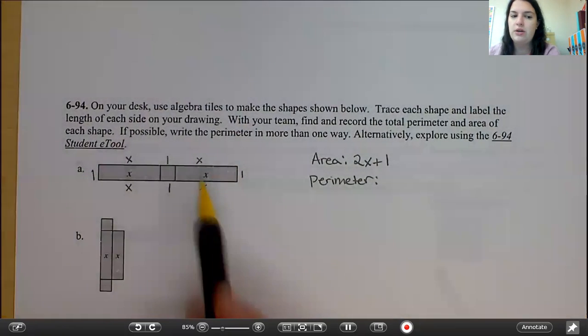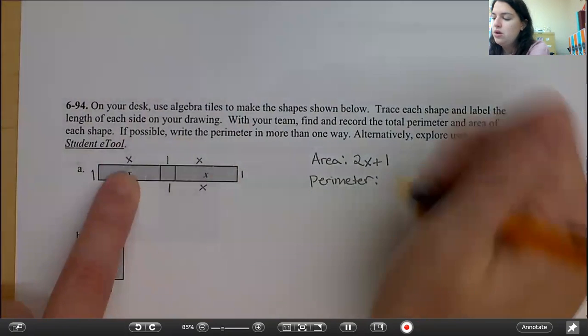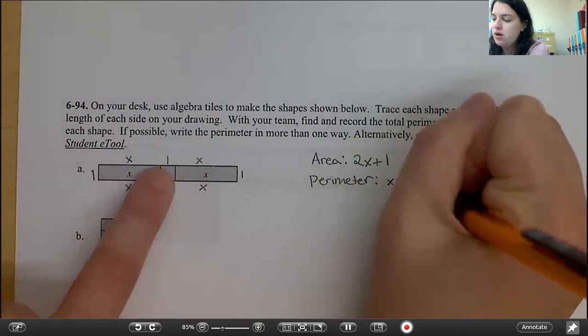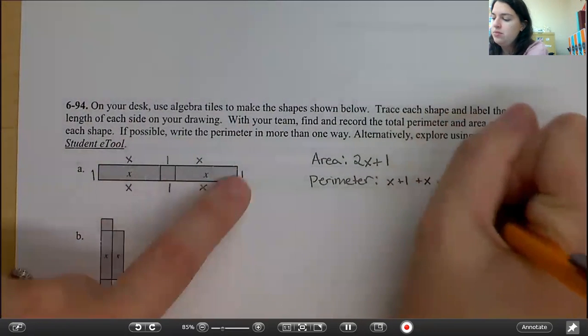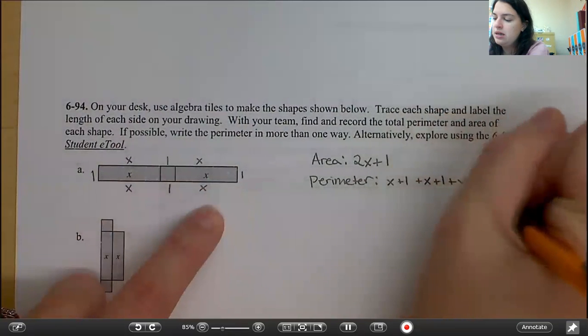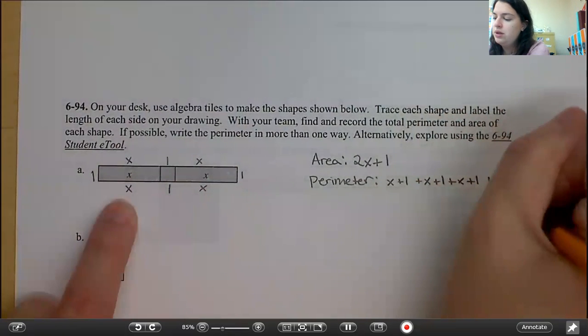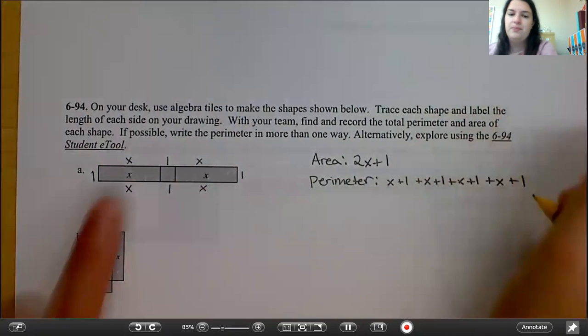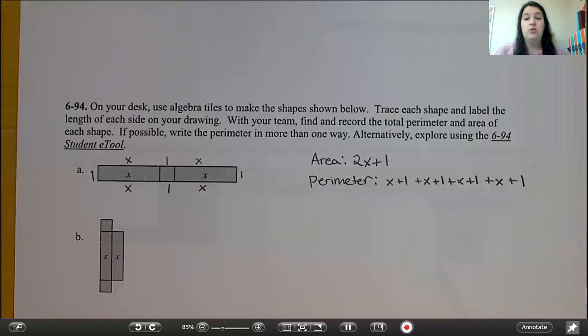So it says write the perimeter in more than one way. So we're just going to write it out exactly as we have, starting with here. We have X plus 1 plus X plus 1 plus X plus 1 plus X plus 1. So that is the correct way to write the perimeter, but it asks us to do it in more than one way. And there's actually a simpler way that we could write this.